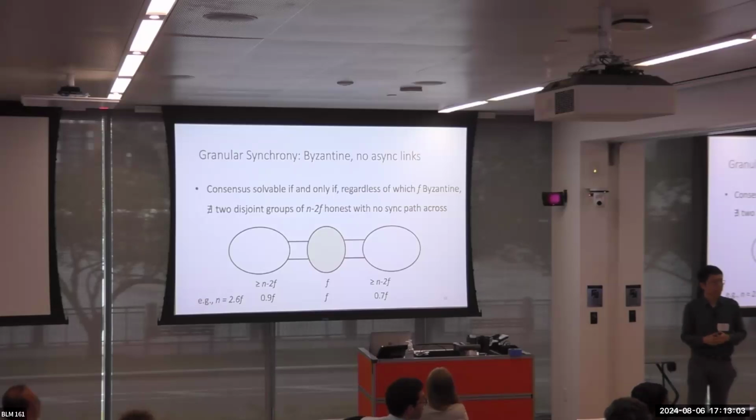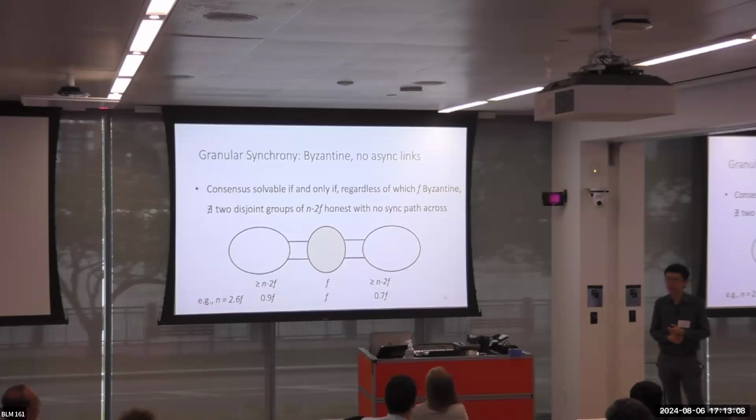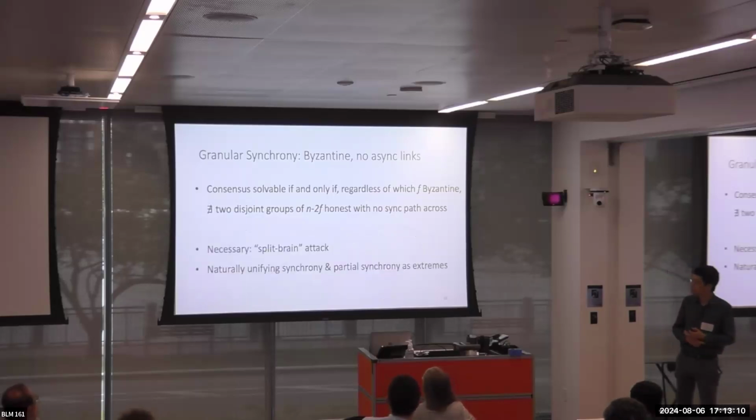So this holds even assuming PKI. Right, so that's again the split brain attack in the Byzantine case. I can also check this is unifying synchrony and partial synchrony as two extremes.